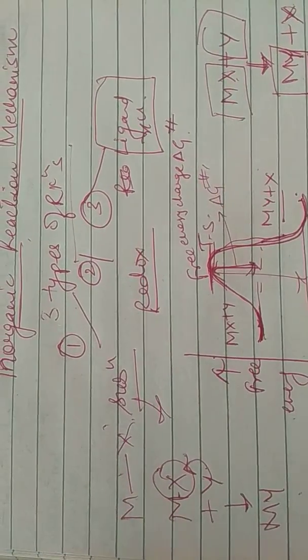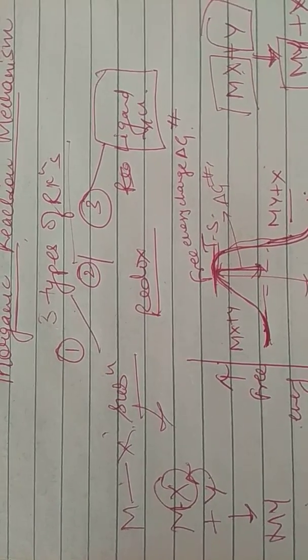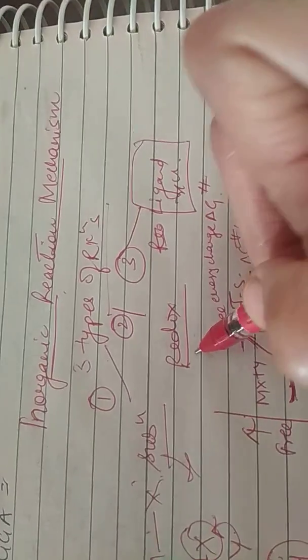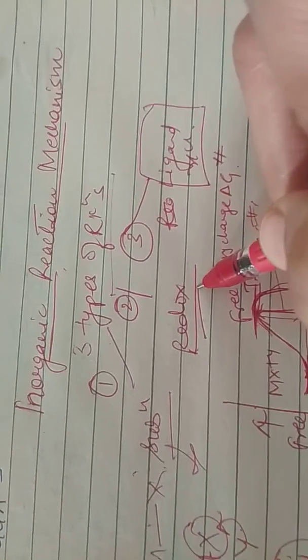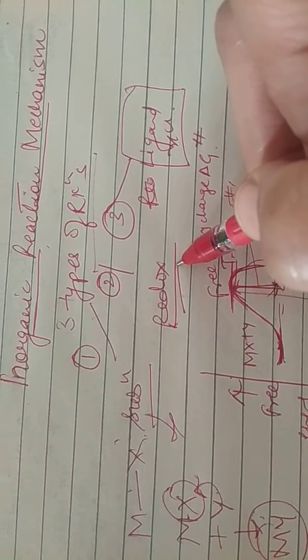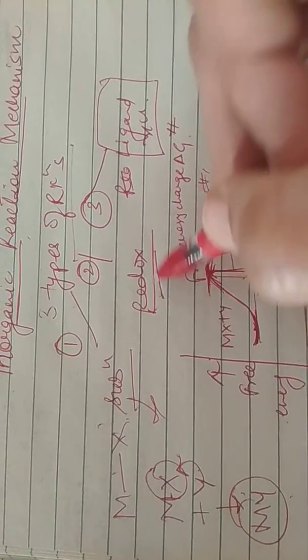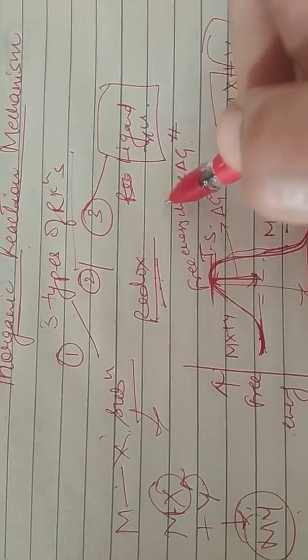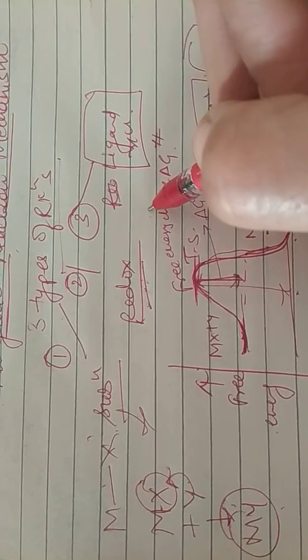and it results in formation of the MY complex. The other one is the redox type of reaction, where electron transfer takes place. These are also called electron transfer reactions, where the electron is transferred either from the ligand to the metal ion or from the metal to the ligand.